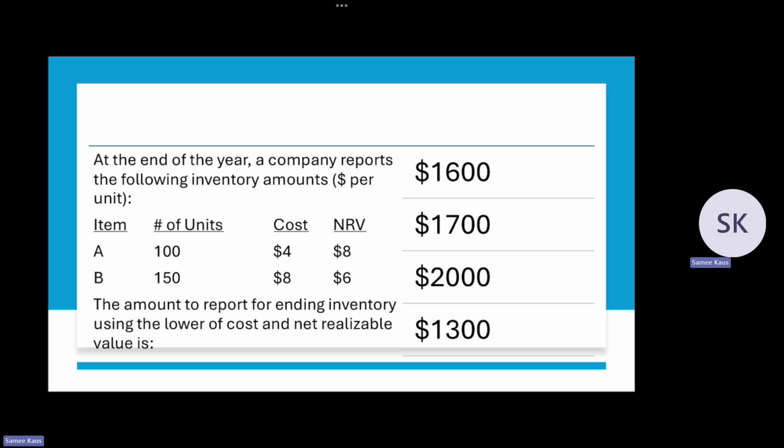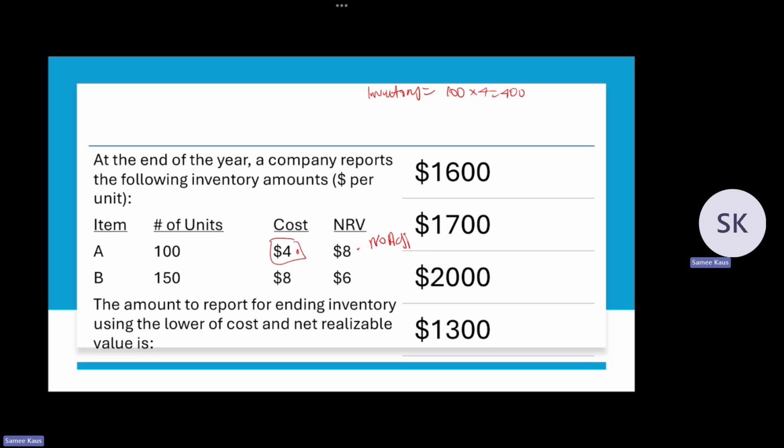So do I need an adjustment for A? It cost me $4. I'm going to be able to sell it for $8. I have no adjustment needed. So what does that mean? What is my inventory on my books for? Well, my inventory is on my books already at cost. So I have inventory on my books at 100 times 4, which is $400.